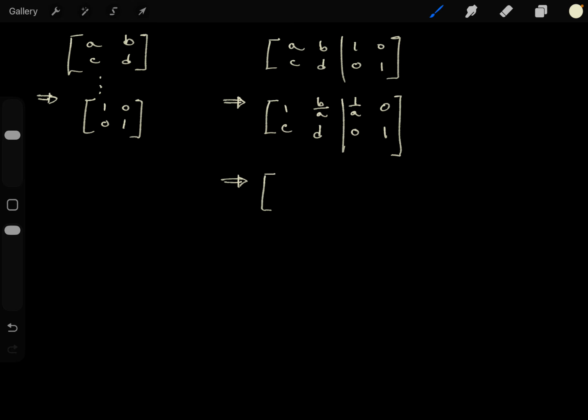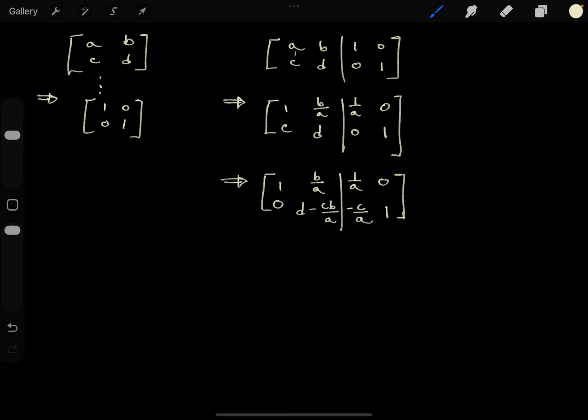This becomes negative CB over A, negative C over A, and then 0 still. Then I add it. This top row stays the same. I'm going to get 0 here. And remember, this is D minus CB over A. And then this was negative C over A, 0 plus negative C over A. And then this just stays 1.